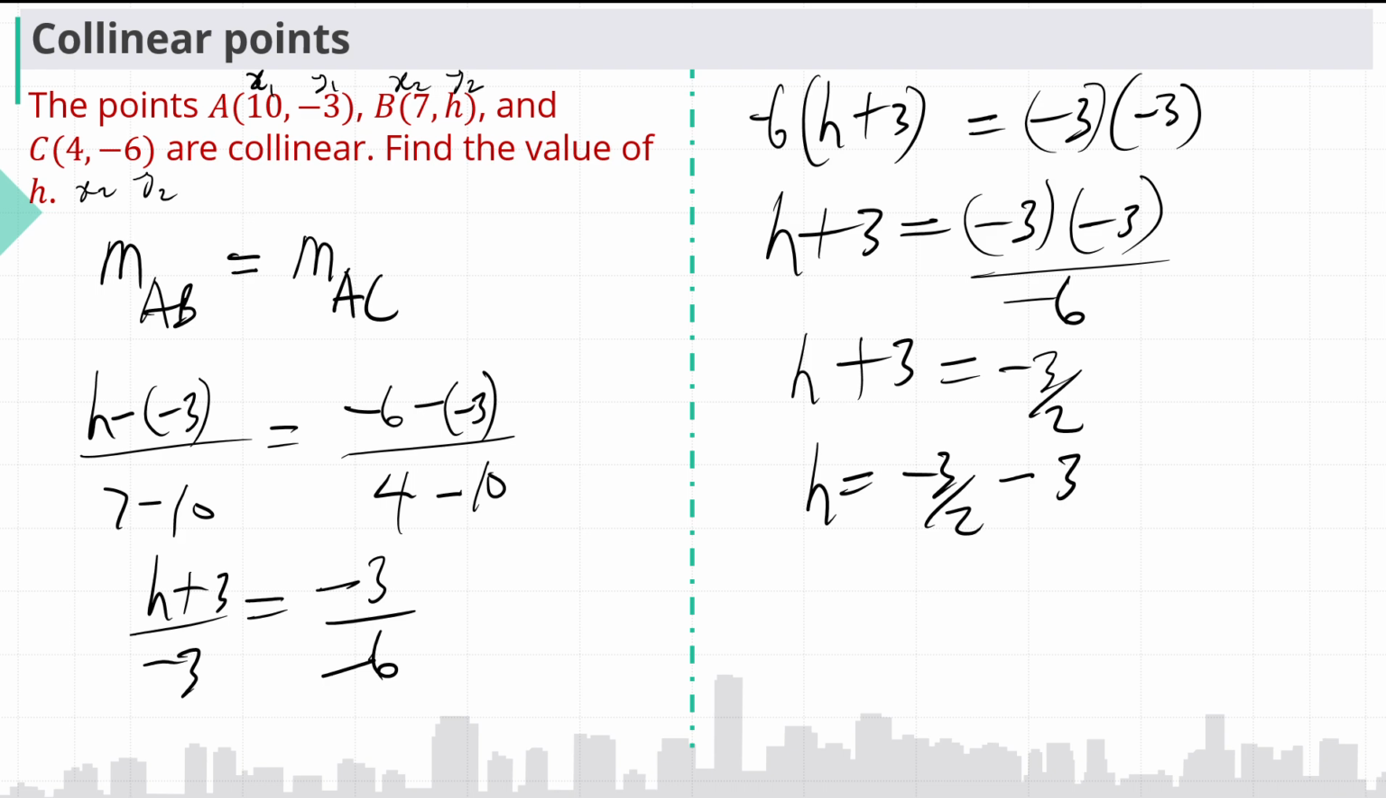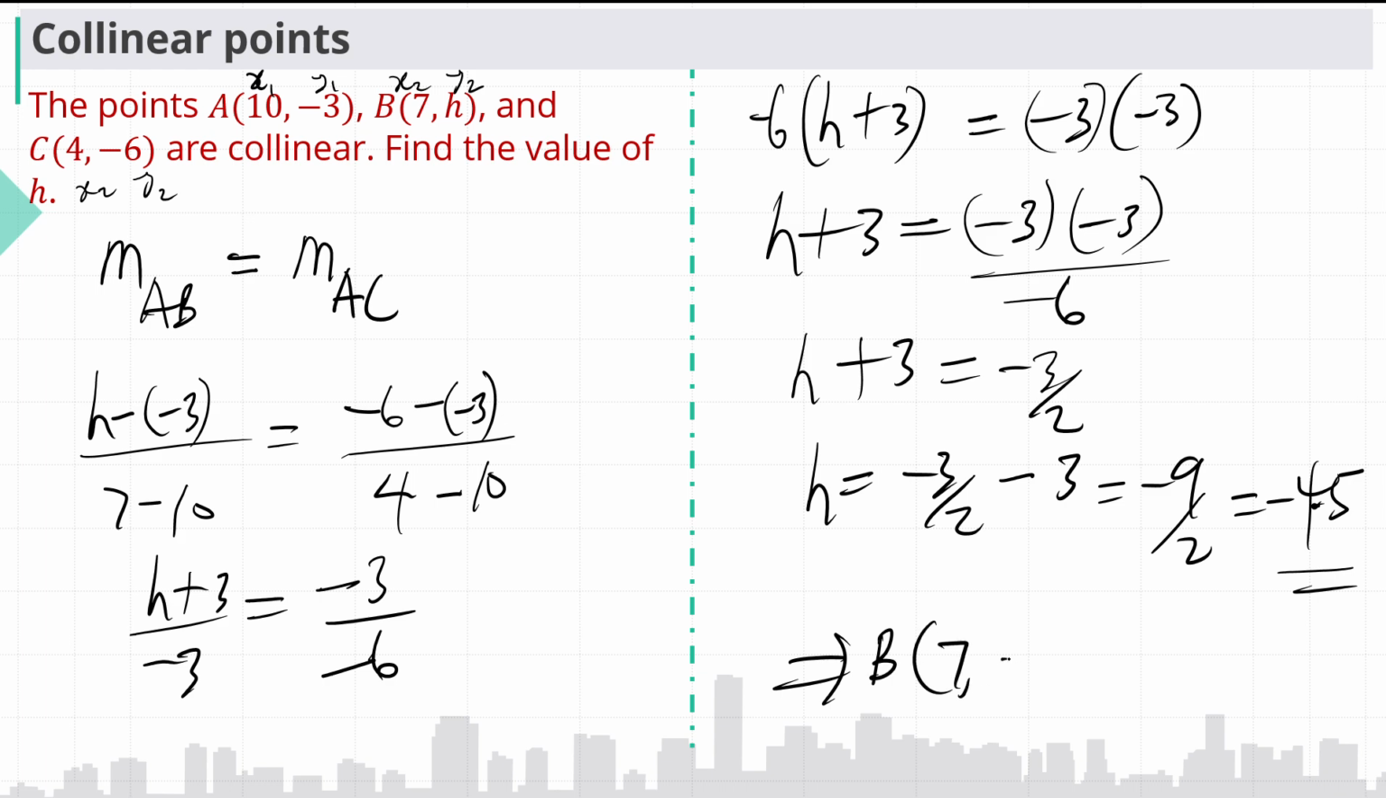So what do we get? What's the final result? We get minus 9 divided by 2, minus 4.5. So this is the value for h. So it tells us that the coordinate of B is 7, minus 9 divided by 2.